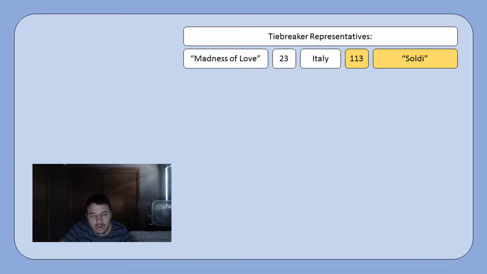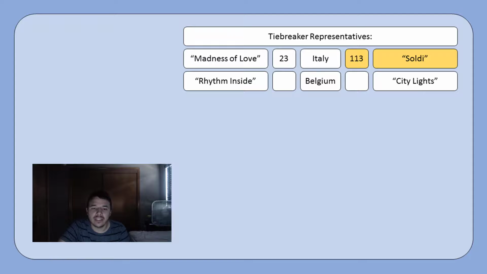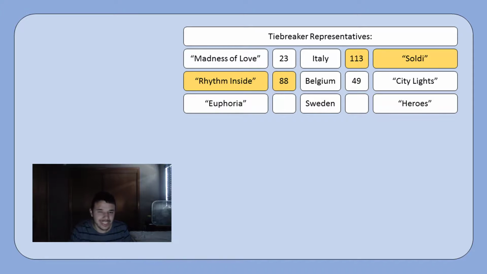Next up, we have Belgium, and the selections Rhythm Inside and City Lights. And in a vote of 88 to 49, Belgium's representative in the Decennial contest is Rhythm Inside. Next up is Sweden, the only country that had more than one win. And it's Euphoria versus Heroes. And with a voting result of 89 to 50, the winner is Euphoria.